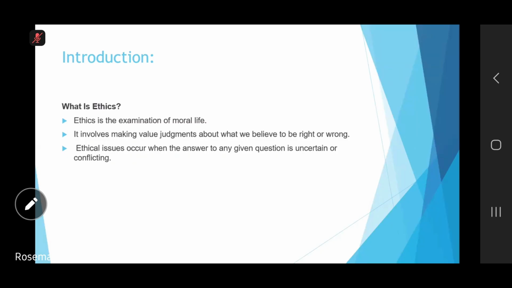The answer to your question is uncertain. You don't know what exactly to do for the patient. When you think of plan A, it is the right thing for the patient, and plan B is also the right thing for the patient, but you don't know what to do. So that's an ethical dilemma or an ethical issue, and we shall see some of these dilemmas in our scenario.